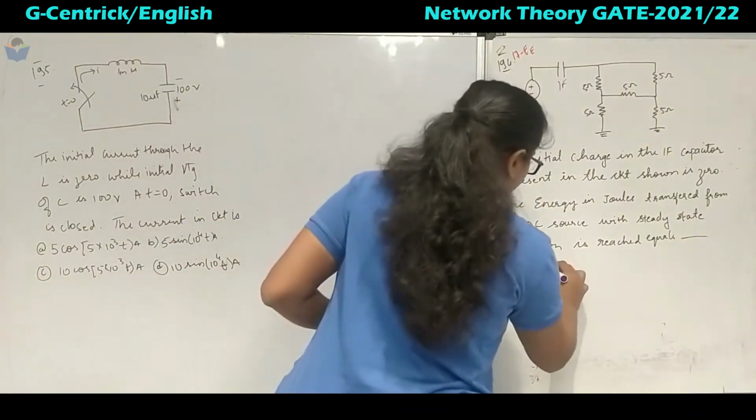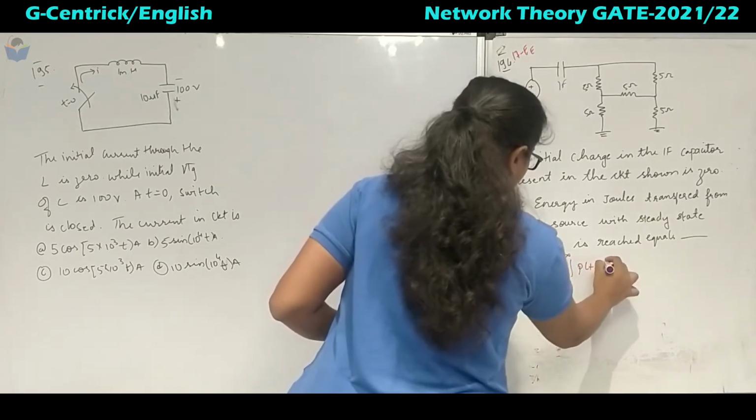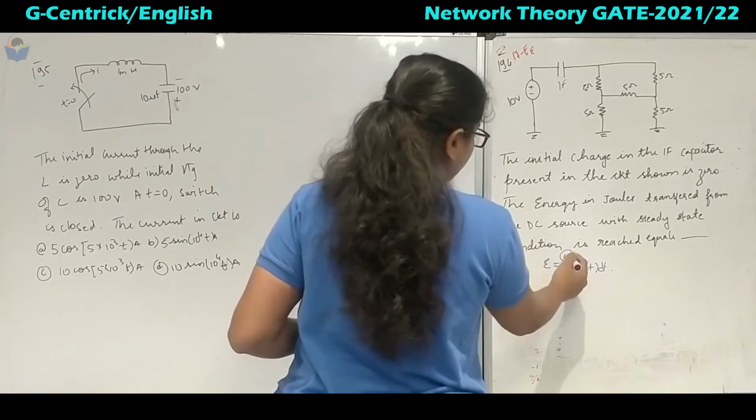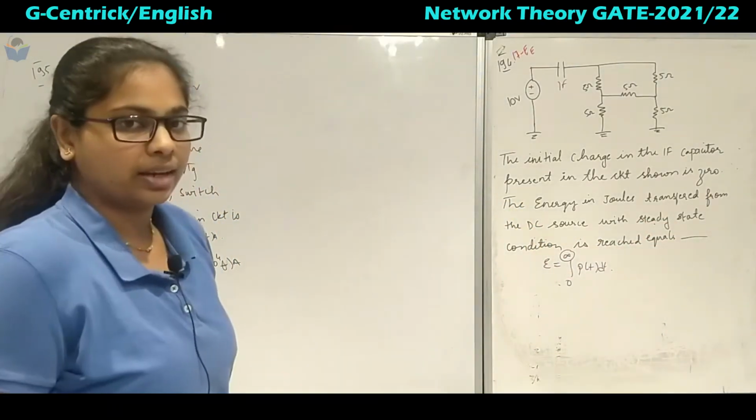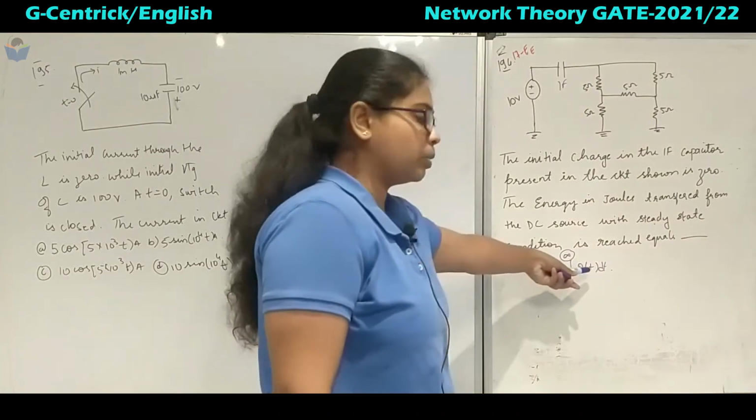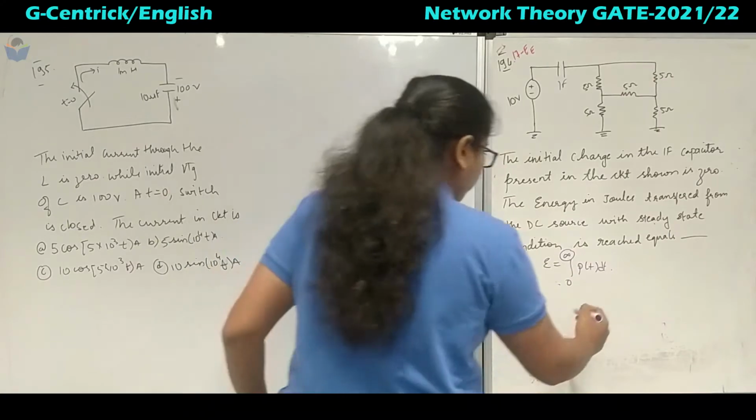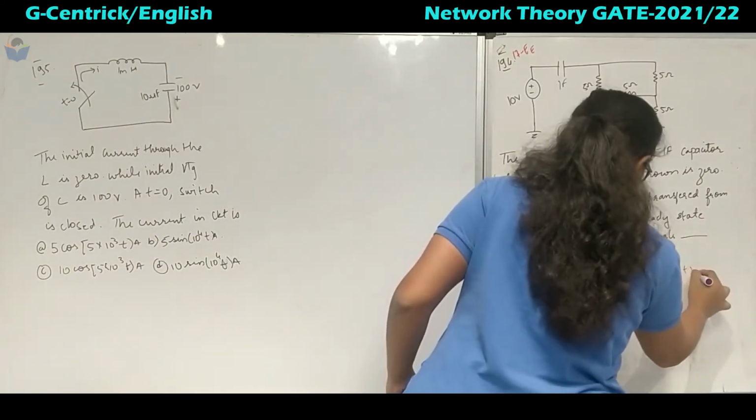Our energy formula is nothing but the integral from 0 to infinity of P of t dt. This is infinity because they have said steady state. So at steady state we will basically analyze at t equal to infinity. And this P of t can be written as V of t into I of t dt.